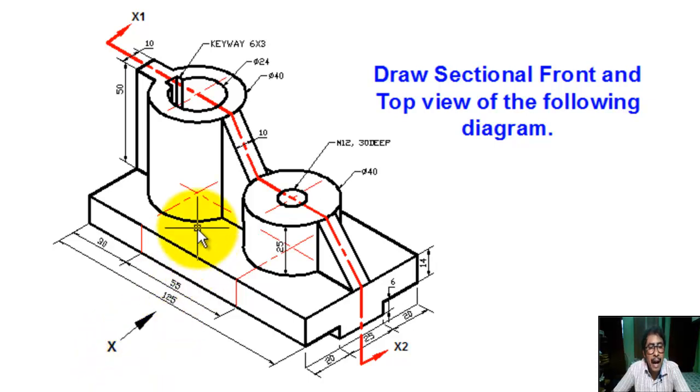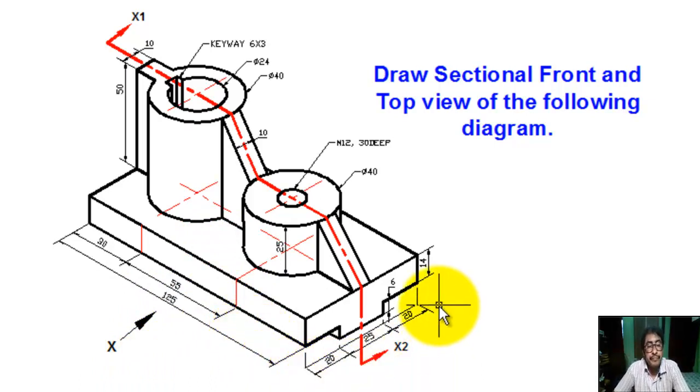Next, after removing the front portion, the remaining half cutting portion is the full sectional front view. See from this direction. Because we remove half portion of the object, when we remove half portion of the object and take the sectional view, then it is full sectional front view.